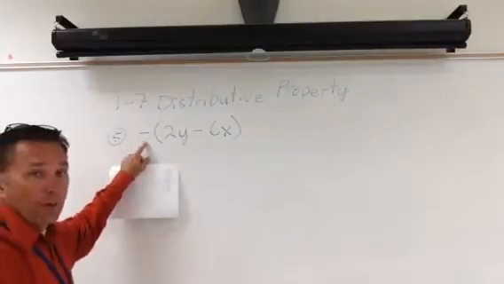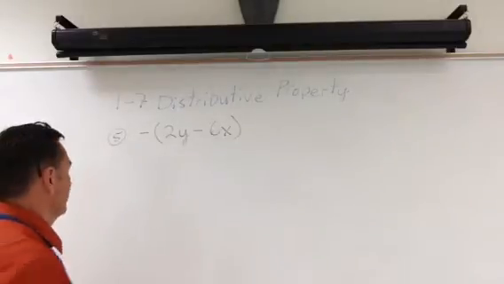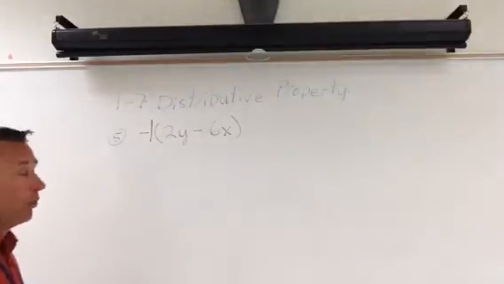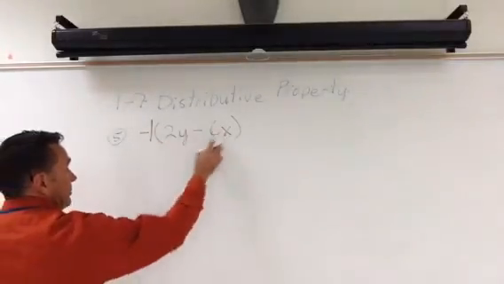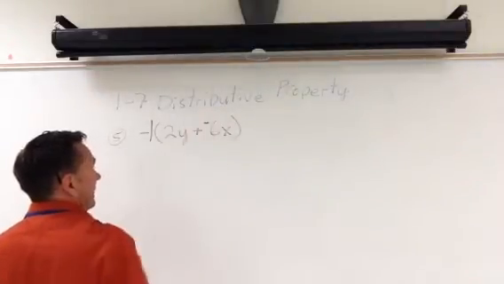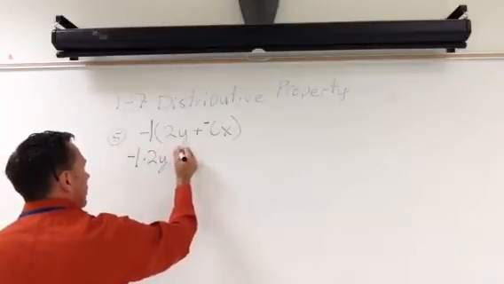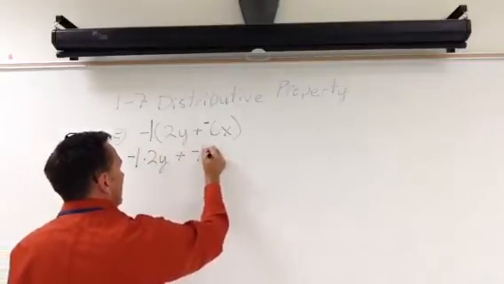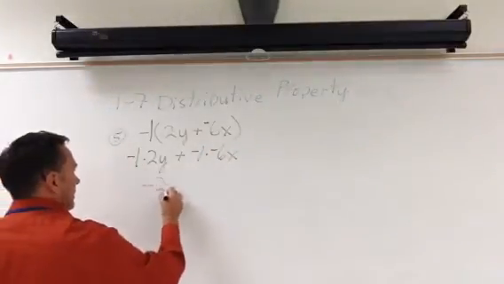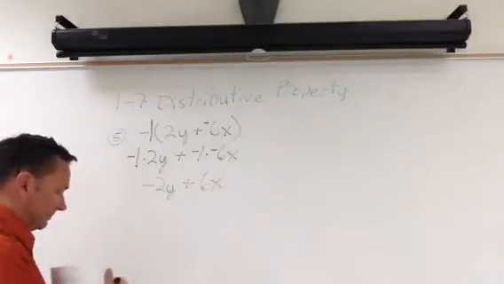Now, if there's no number in front of here, remember, what number do we assume it's going to be? We can put a 1 in there. You assume that it's a 1, it's a negative 1, times these numbers. Again, here this minus 6x changes to plus a negative, adding the opposite. So for multiplication, our negative 1 times 2y plus a negative 1 times a negative 6x. We end up with negative 2y plus 6x.